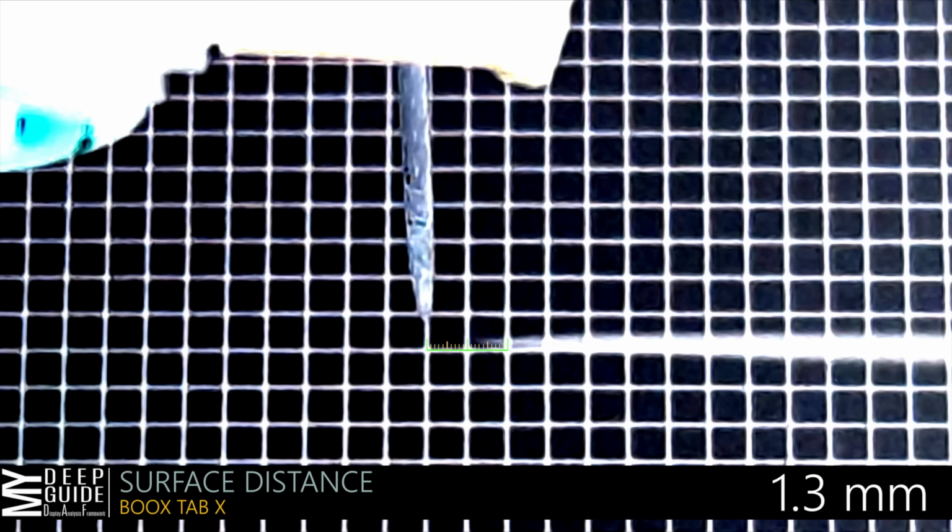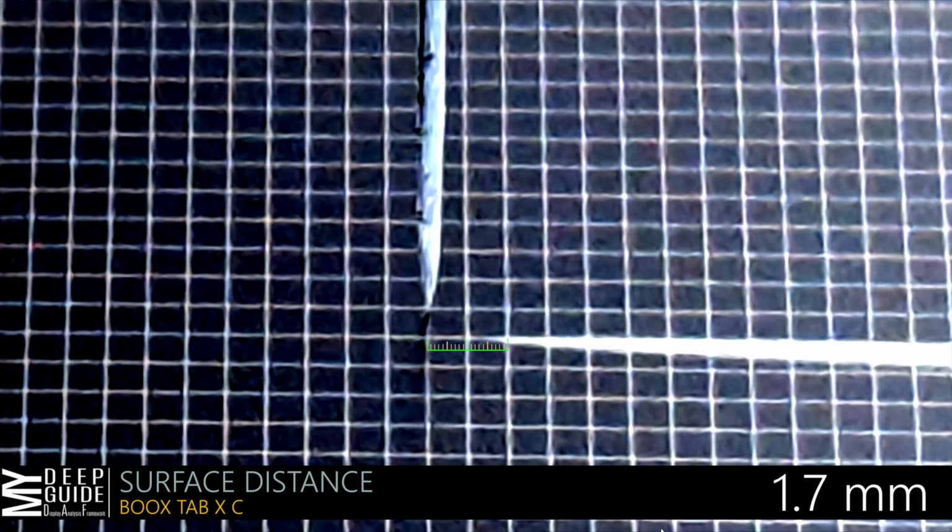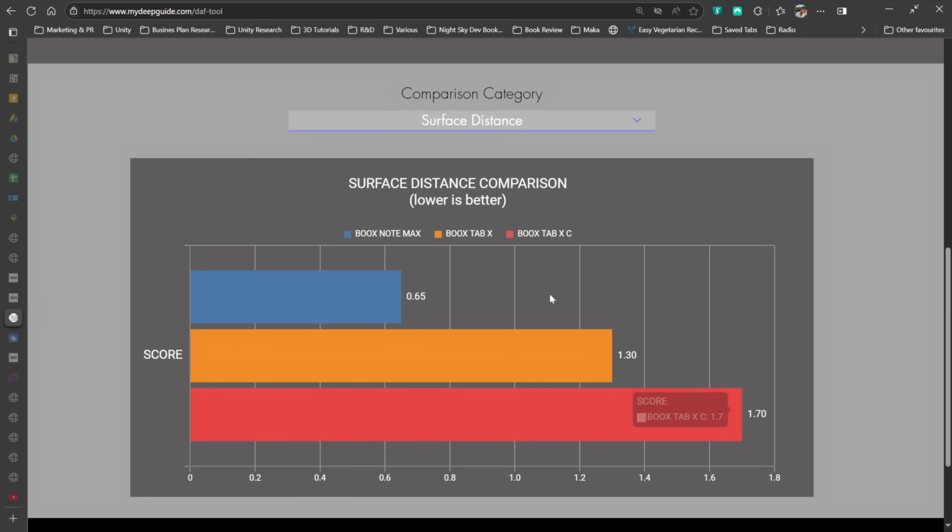And we can see that's a really significant difference, at basically exactly double the distance between the surface of the screen and the display panel itself, because on Tab X that distance is at 1.3 millimeters, and that distance is even higher on the Tab XC at 1.7 millimeters right here. So there's a very clear difference between the surface distance and how connected you feel to the content of the screen between these three devices.